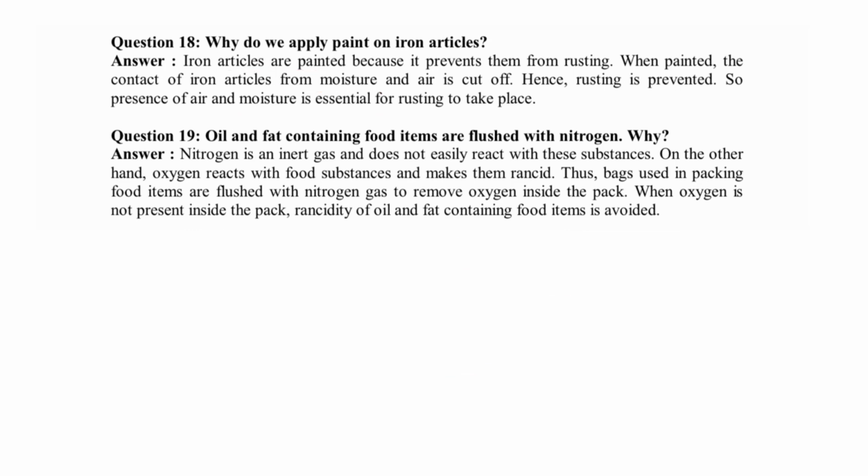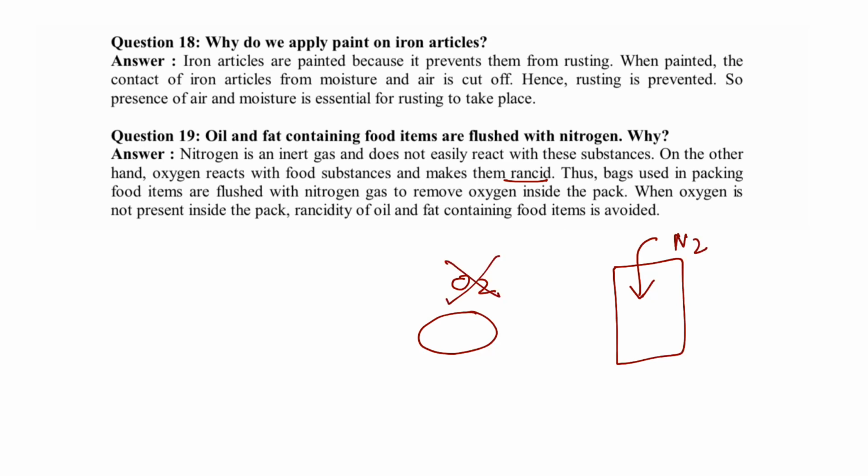Oil and fat containing food items are flushed with nitrogen. Why? If food items which contain oil and fat interact with oxygen, the food particles become rancid, right? So what do we do when we pack food? When we pack food, the packets are filled with nitrogen instead of oxygen.